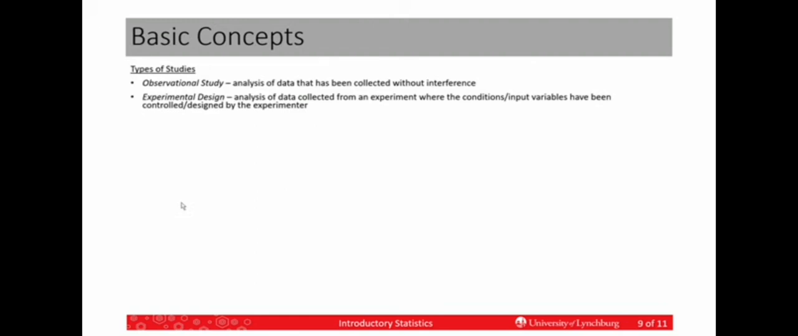The first of which is, what kind of studies do we do in statistics? Well, there's two basic types: observational studies and experimental designs. So in this course and in most courses, we deal with observational studies. This is where we analyze data that has been collected without the researcher or anyone influencing or interfering with the results. Experimental design is very different.